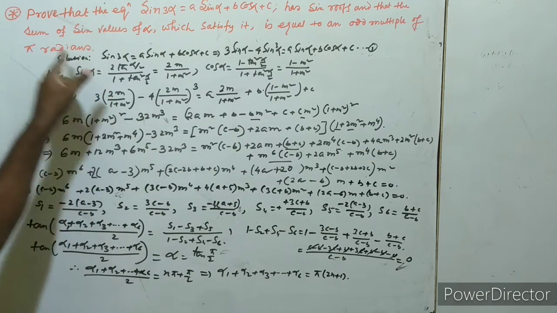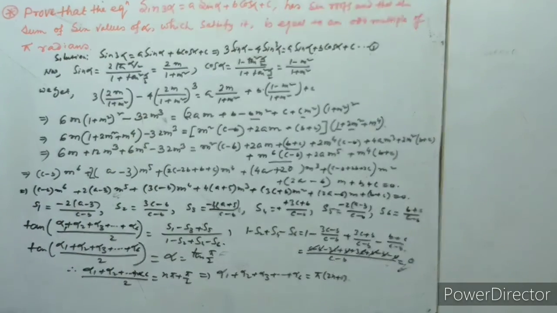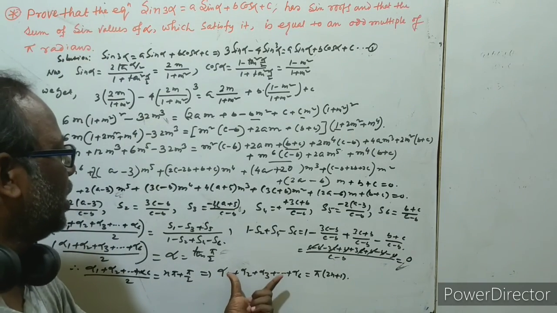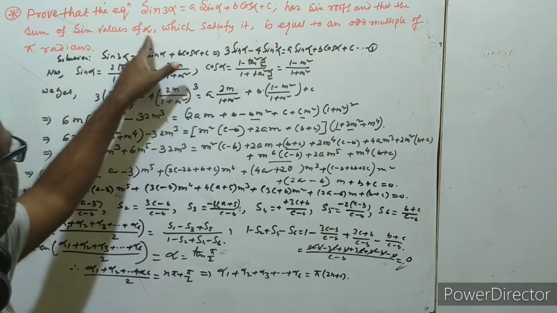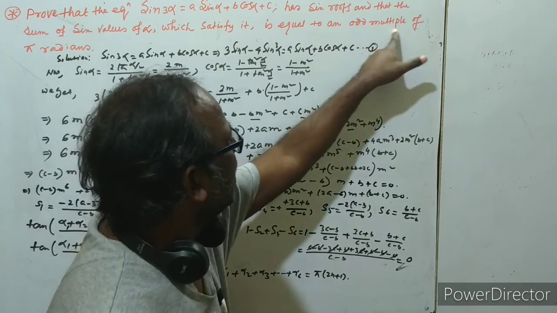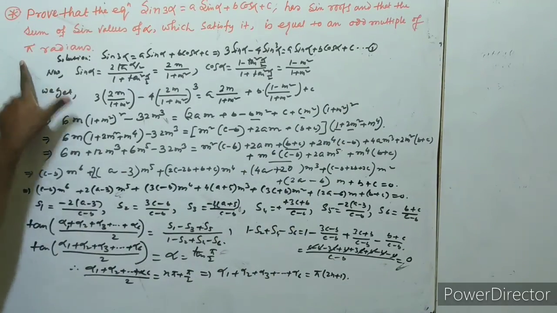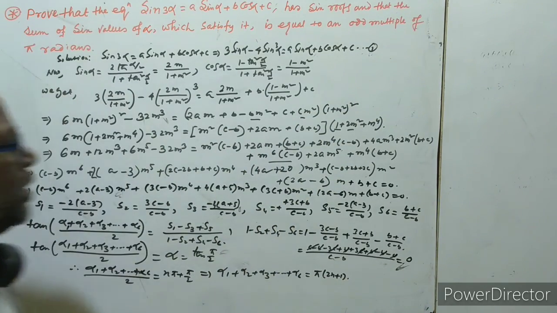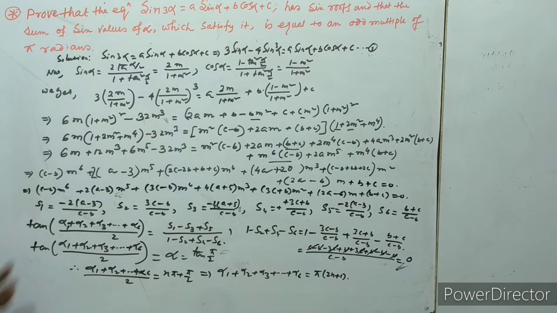So it shows that, again, we see that the question is having the 6 values of alpha. This is the 6 values of alpha, and this sum of the 6 values of alpha is equal to the odd multiple of pi radian. This is the odd multiple of pi radian. It is what the question asks. Okay, so it's proved. So this is a very important question today. See carefully. Okay.